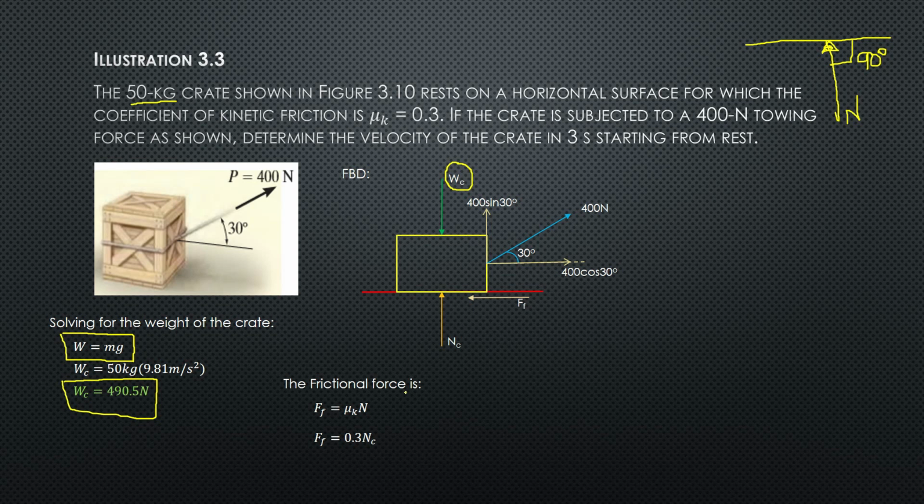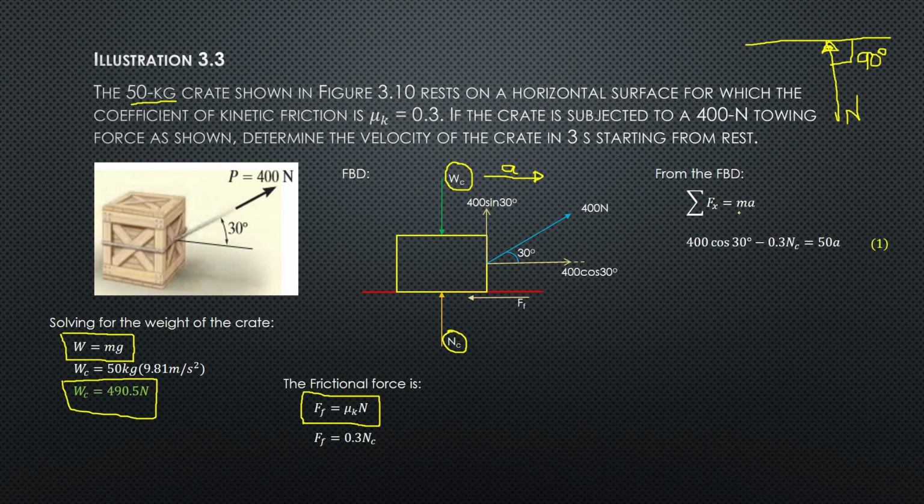Now the frictional force has a formula: frictional force is equal to the coefficient of kinetic friction multiplied by the normal force. The kinetic friction is 0.3 and the normal force of the crate is unknown yet. So let's set up equations from the FBD. Considering that the applied force of 400 newtons causes motion along this direction, that is the direction of acceleration. So the summation of forces along x will be equal to ma, mass multiplied by acceleration.